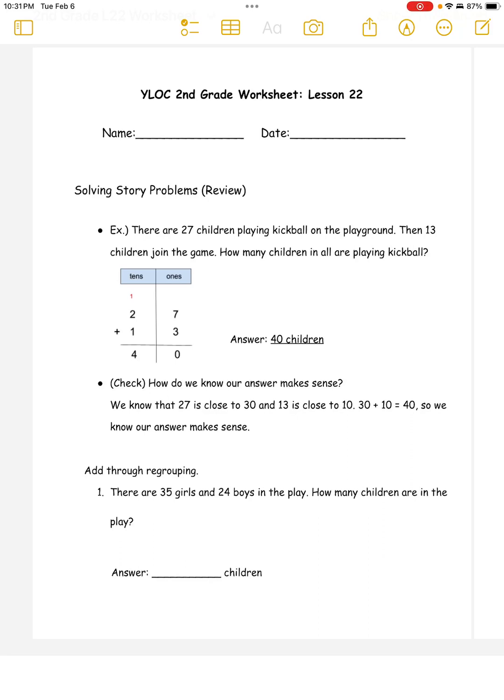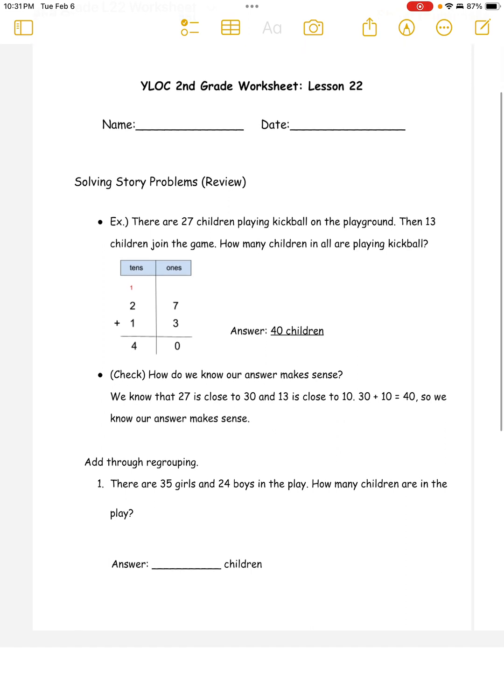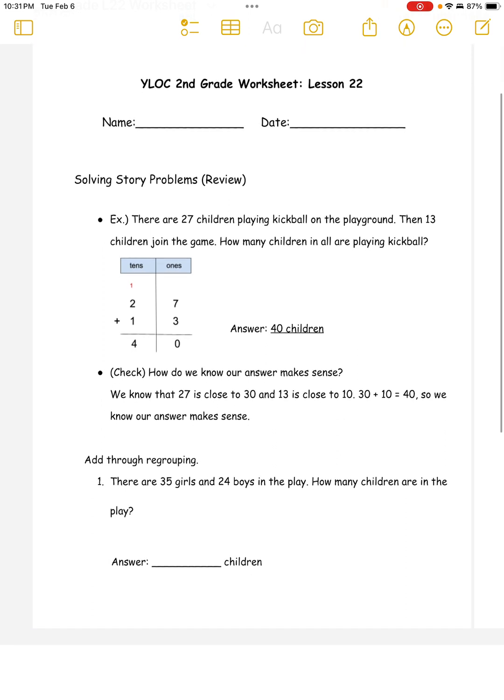Hey guys, it's Lilac. Second Grade Worksheet, Lesson 22. Make sure you write down your name and the date. It says solving story problems review.